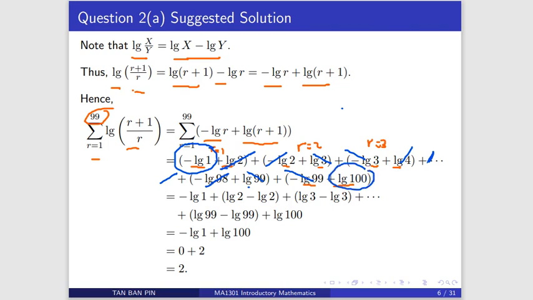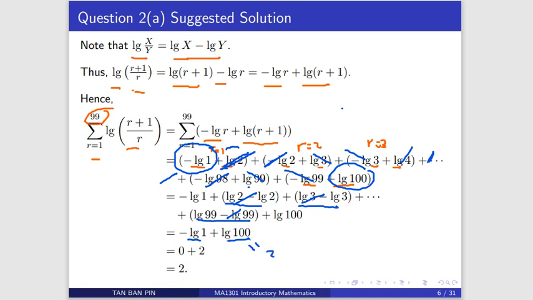When you present your answer, you can present it in this way: you group the log 2 and minus log 2 together. Or you can just observe that there will be cancellations. So all these cancel away, and you're left with minus log 1 and log 100.